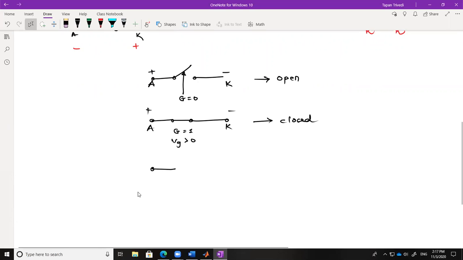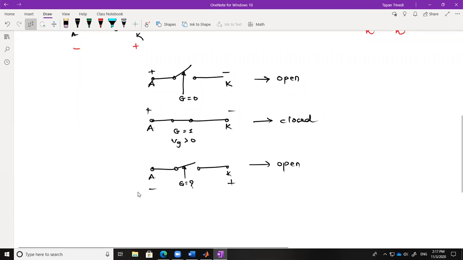But when you apply positive to cathode and negative to anode, just recall the operation of diode. What will happen? It will behave as an open switch. Now G is immaterial. It doesn't matter what you apply at G. In fact, you don't apply anything, but it doesn't matter. Your switch will still be open.